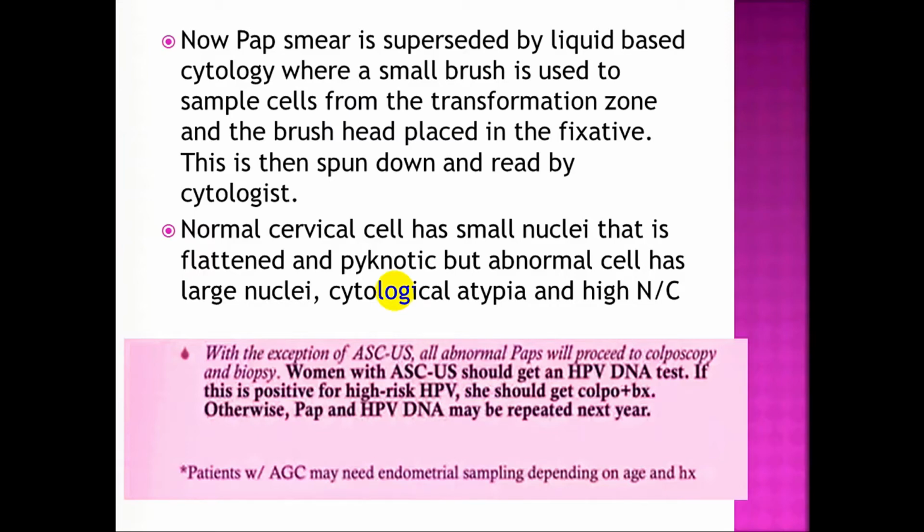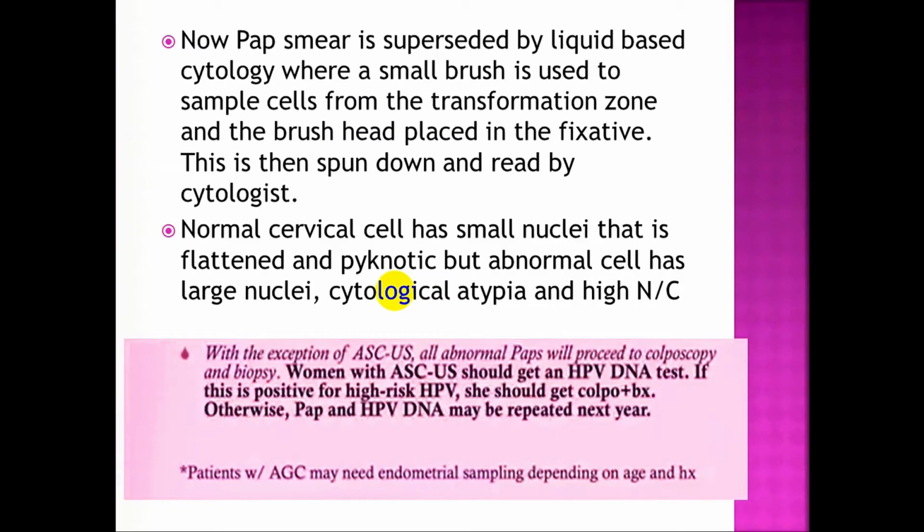up. Women with ASCUS should get a human papillomavirus DNA test. If this is positive for high-risk human papillomavirus, she should get colposcopy and treatment or colposcopic biopsy. Otherwise, pap and human papillomavirus DNA may be repeated next year, if she has no risk factors. هاي بالنسبة للأسكس بنحكي هنا.